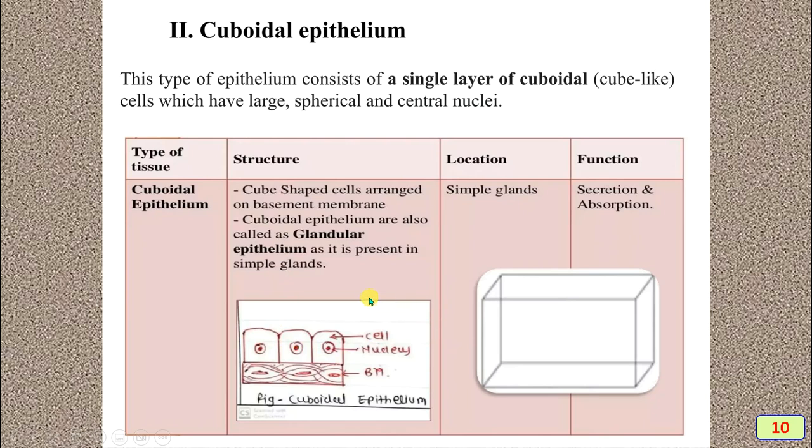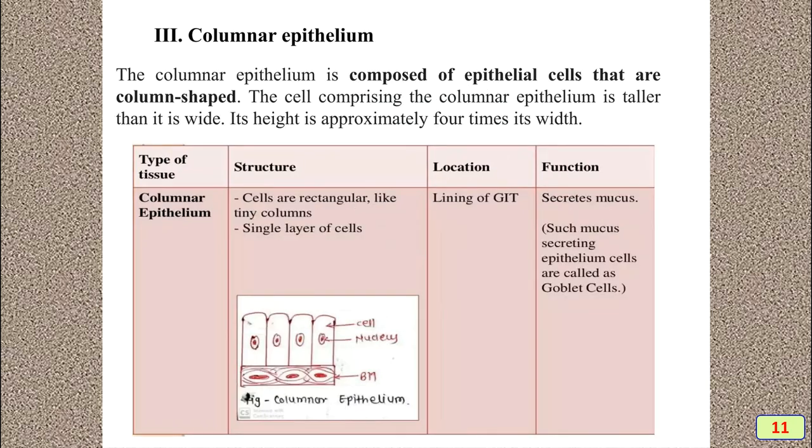The cuboidal epithelium is also called glandular epithelium, as it is present in the simple glands, and they secrete the materials which are required for different parts of the body and its functions. These are called cuboidal cells, and they store the secretory materials. They may be an enzyme, or sometimes an acid, or sometimes mucus, and many more types of secretions from secretory cells.